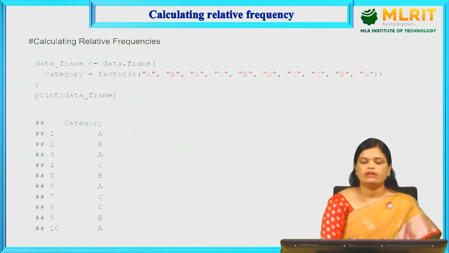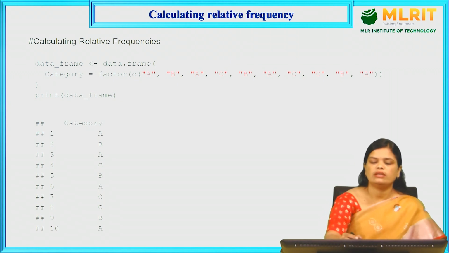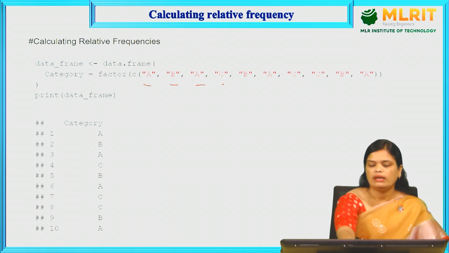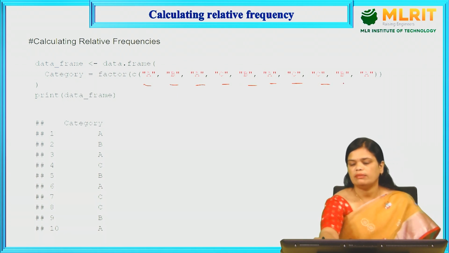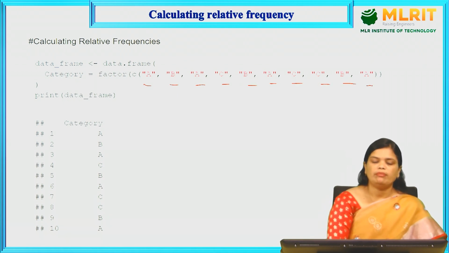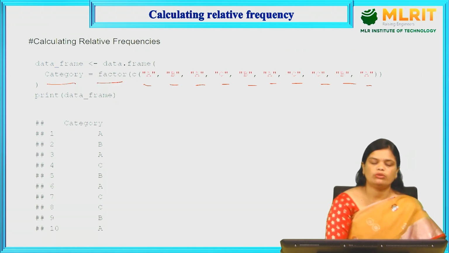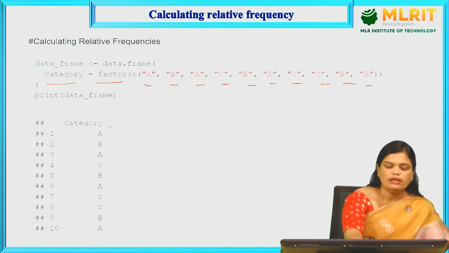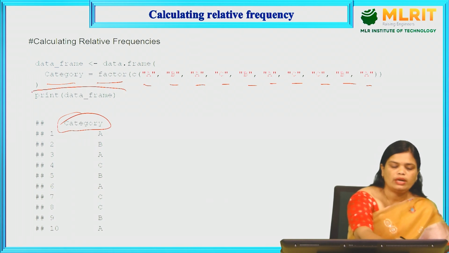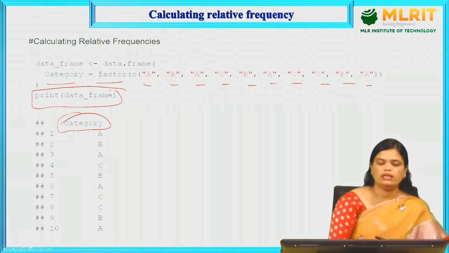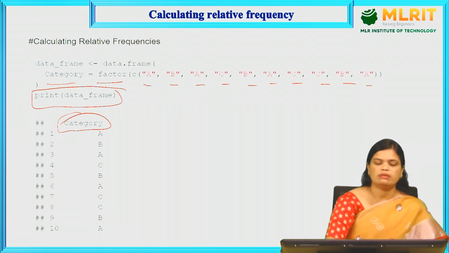Calculating the relative frequencies. For this, we are taking synthetic data. So look at the data. We have A, B, A, C, B, A, C, C, B, and A. I am declaring these data as a factor because it is categorical data, and I am applying it to the category. So look here, in the category it will display the categorical data. When you try to display the data frame, we have created a data frame and we have displayed the data frame here.